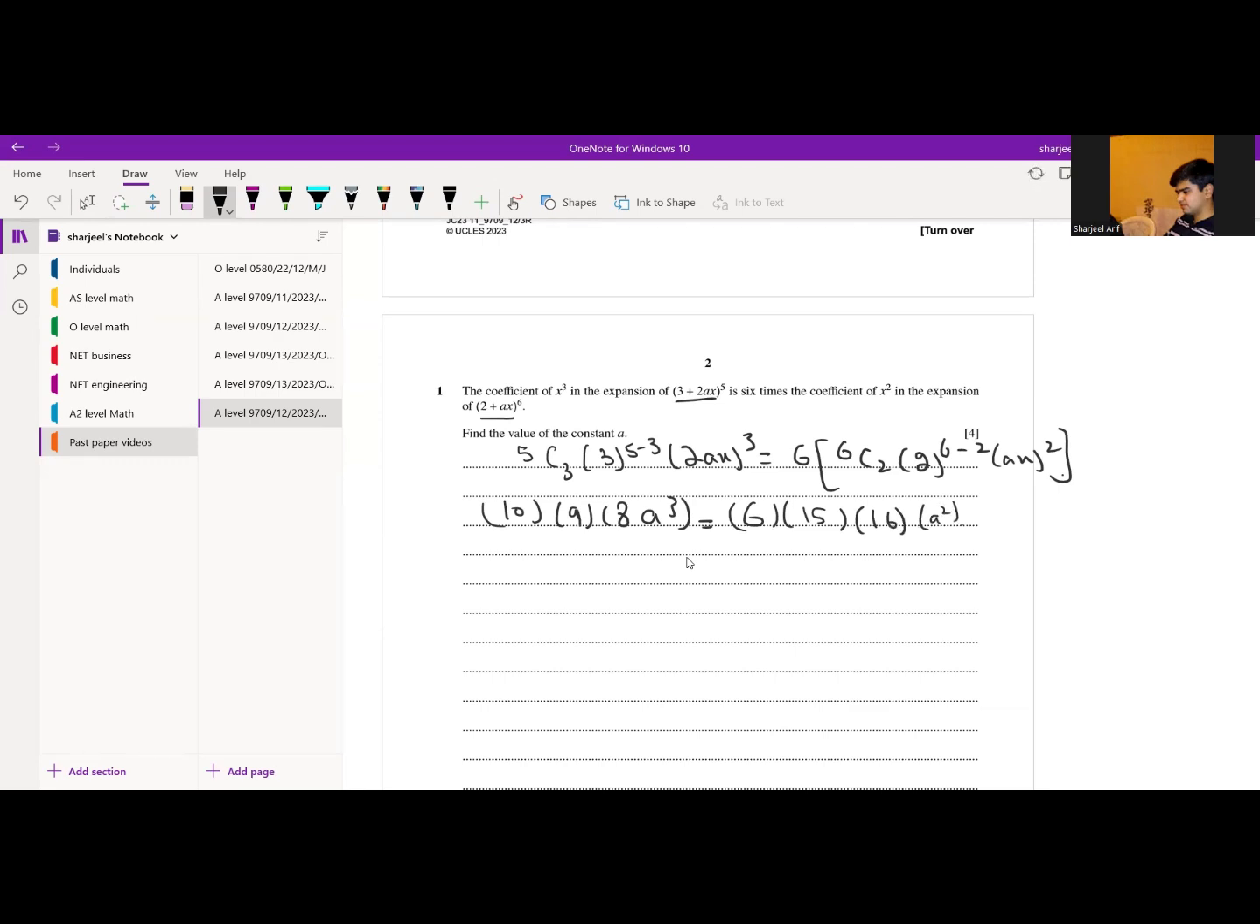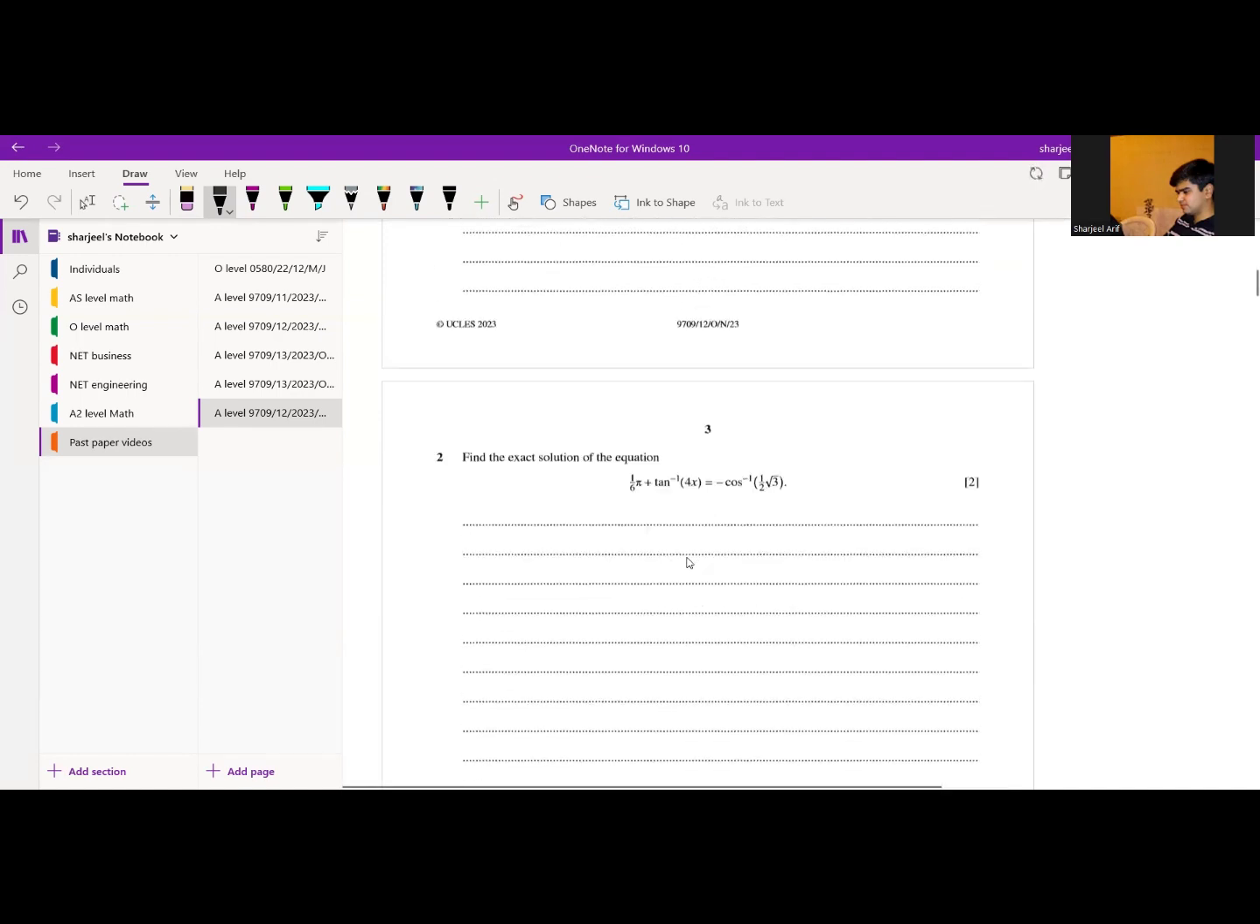So the coefficients are 720 a cube for x cube and 1440 a square for x square. So now we can compare these two to find the value of a, which is 2. This is our answer. Now look at question number 2.